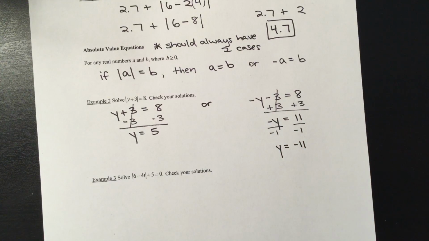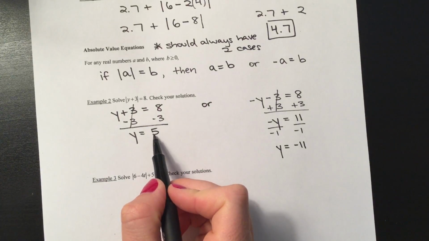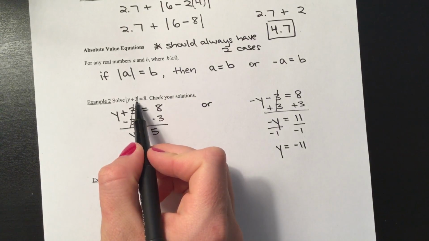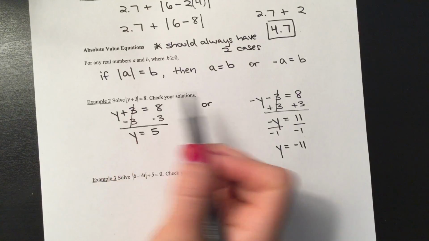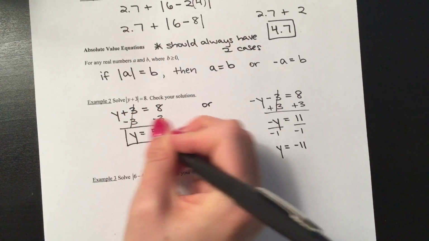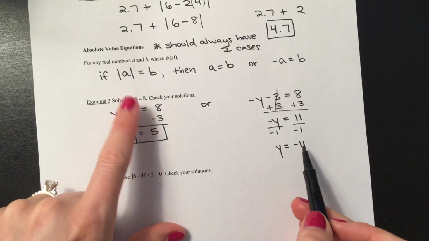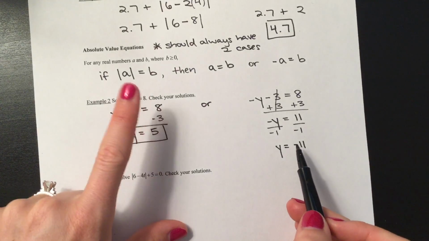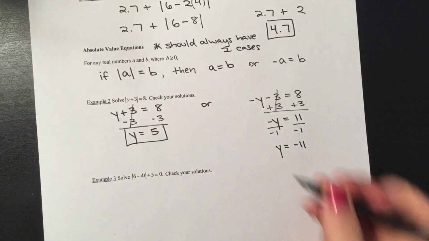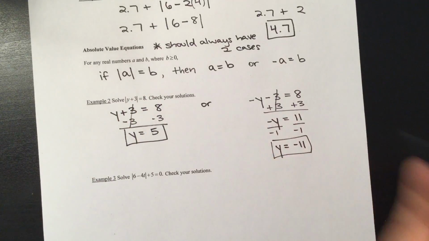Okay, so remember when you're checking your answers, you can do them in your head, or you can do them in the calculator. It's easy enough to just plug these in right in your head. So if I plug in 5, 5 plus 3 is 8, and the absolute value is 8. So we know that that's a real solution, so we can box that one up. And then same thing over here. If I plug in negative 11, negative 11 plus 3 is negative 8, and the absolute value of negative 8 is 8. So that is a solution as well. Okay, so that's how those work.